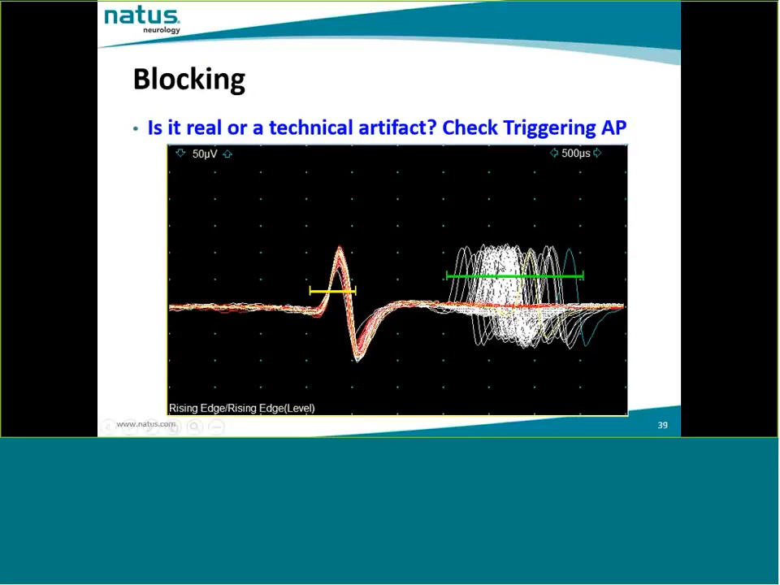White traces are used for analysis and for measuring the jitter. The blue traces are excluded from analysis. Perhaps in this case, this interval was too long, outside the 3 standard deviation band, and the red trace is for blocking. When we look at the triggering potential, it shows a good superimposition. So this gives me confidence that the blocking seen over here is not a technical block.